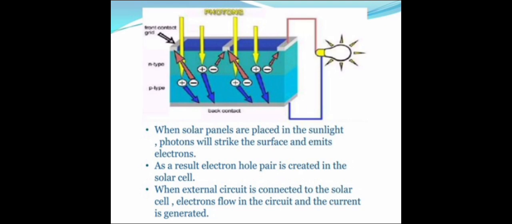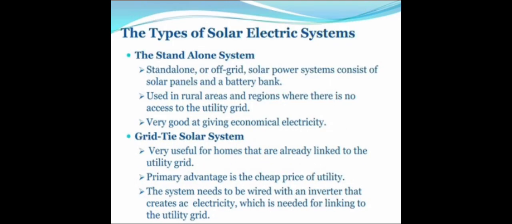A connecting wire connects to the negative electrode. The load and the positive electrode are in series to form a circuit. As a result, an electric current is generated to supply the external load. This is how the PV effect works in a solar cell. So the next topic is the types of solar electric systems.